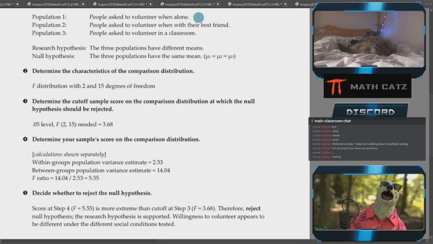It might be that when you're alone or with your best friend, the difference is not significant. It could be best friend versus classroom is significant and alone significantly different, and alone versus classroom significantly different. It could be only one pair. I can make different pairs here, different comparisons, right? When I have 3 groups, I can make 3 different comparisons when I do them 2 by 2. All this is saying, sort of a macro level, is there a difference, yes or no?